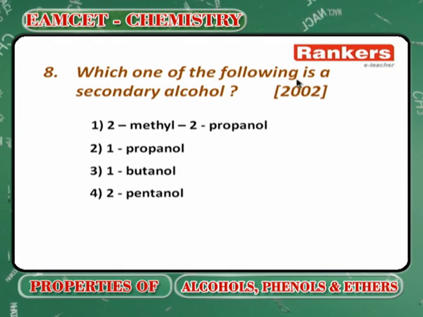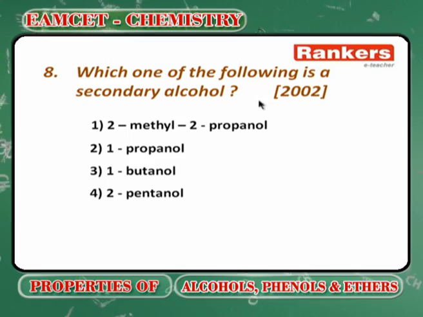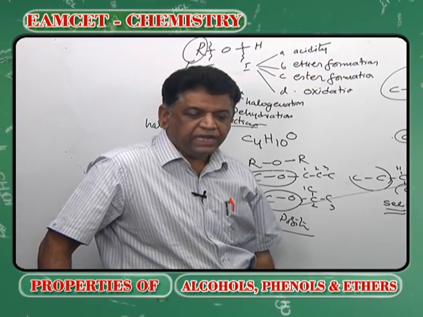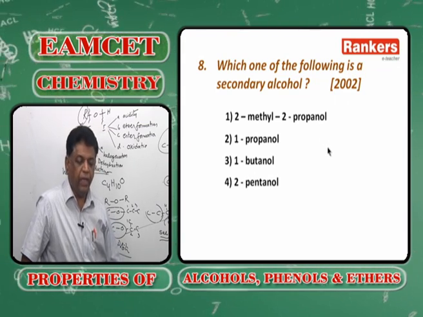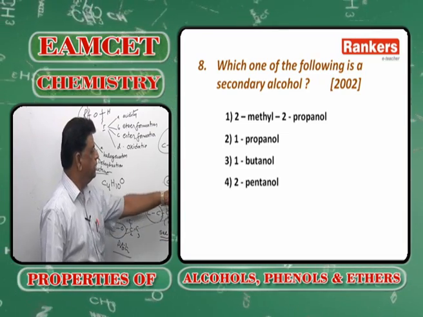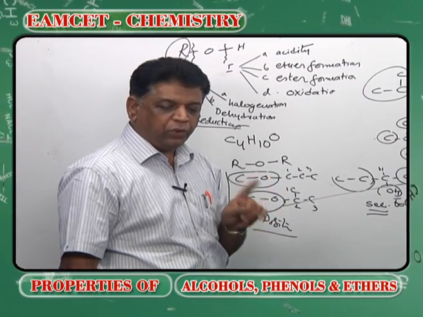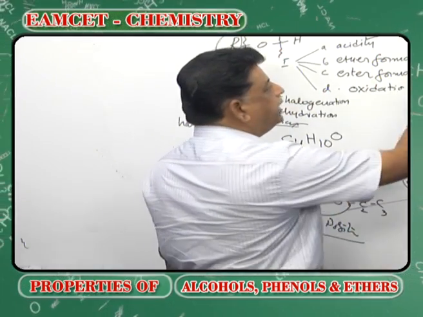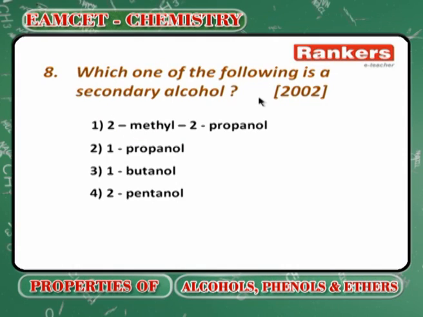Which one of the following is a secondary alcohol? Once again the question is on the classification of alcohols. The secondary alcohol means the OH-attached carbon should have 2 alkyl groups. 2-methyl-2-propanol is a 3 degree. 1-propanol is 1 degree, 1-butanol is 1 degree. 2-pentanol means 5 carbons are there with an OH on the second; the OH-attached carbon has a methyl group and an n-propyl group, so it is a 2 degree.